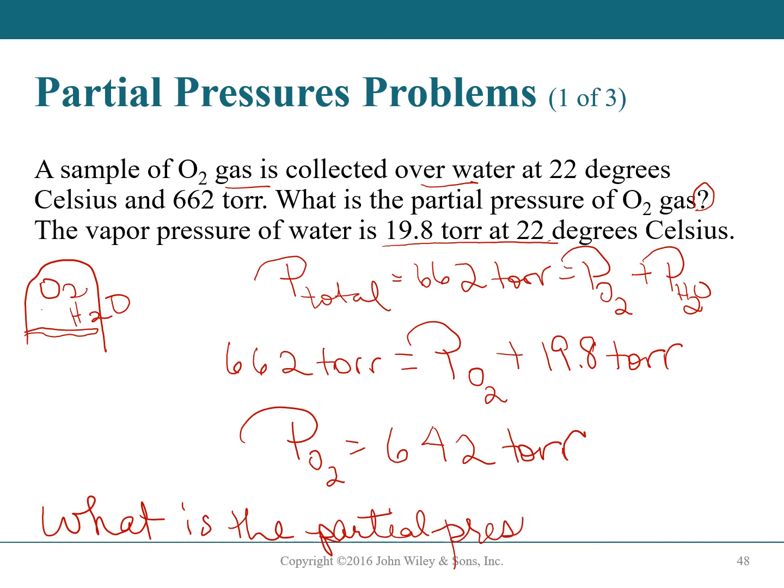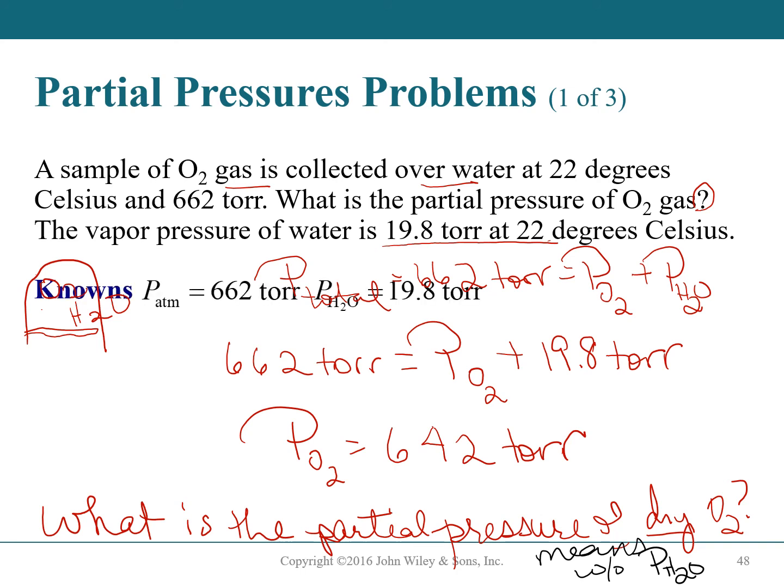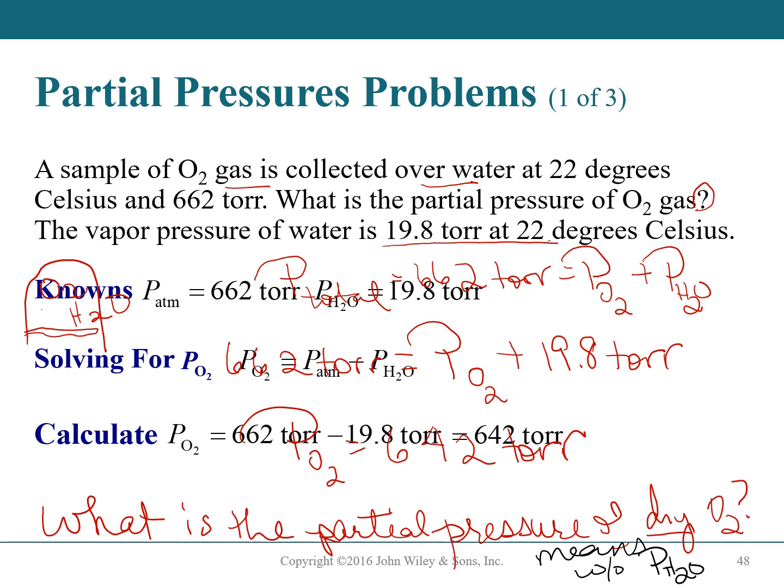You might hear us say, what is the pressure of dry oxygen? What this means is, if I'm collecting over water, since I have a mixture of water vapor and oxygen, this is wet. So when we say dry oxygen, that means without the water. So just so you understand the terminology.